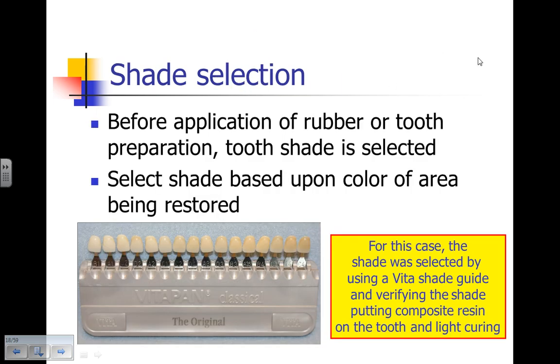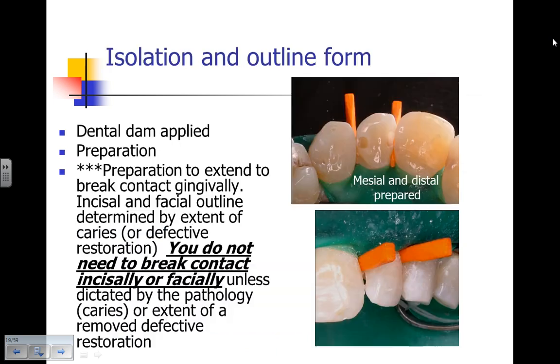Before placement of the dam or tooth preparation, we select our shade based upon the color of the area. For this case, we use the Vita Shade Guide, verifying the shade by putting some composite on the tooth and light curing. The composite before light curing may not have an accurate color due to the CQ, the camphor-quinone photoinitiator, which is a yellow-orange in color. Once you cure composite, it bleaches out the camphor-quinone, leaving the shade that is desired.